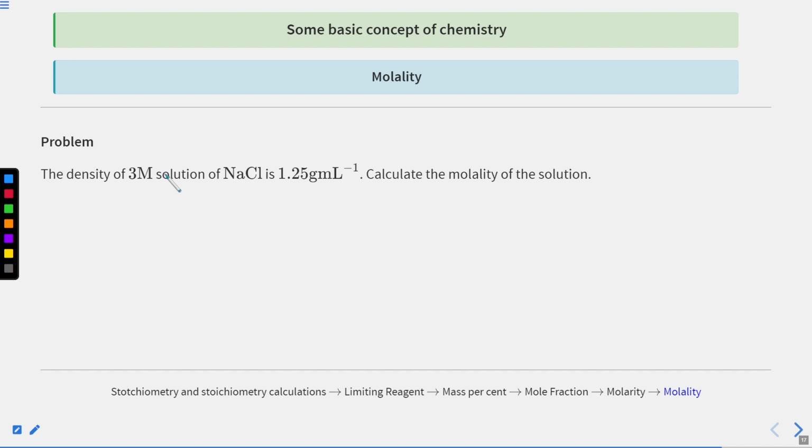So let us do a question. The density of a 3 molar solution is 1.25 gram per ml. Calculate the molality. Density is given for the solution, and the molarity is given. Molarity is given means 3 moles are dissolved in 1 liter of solution.